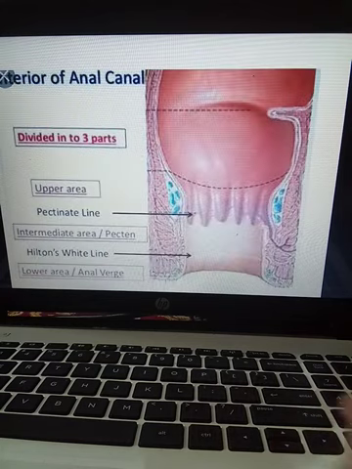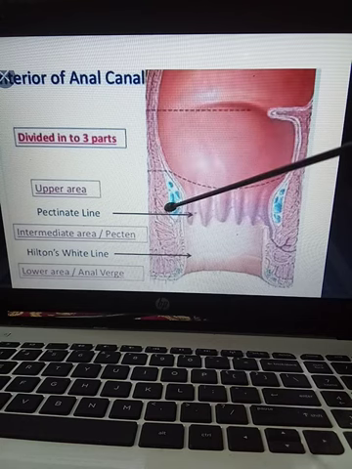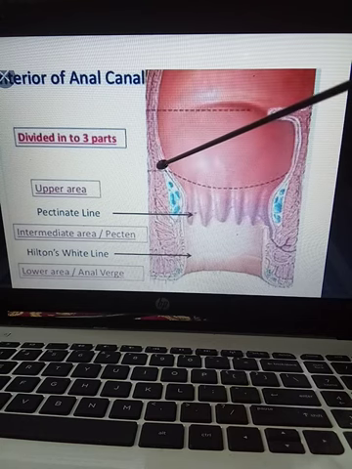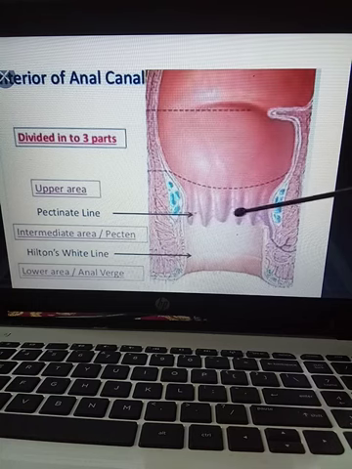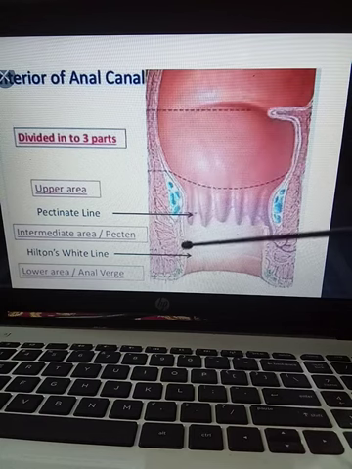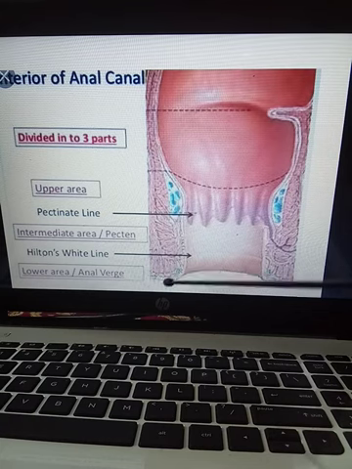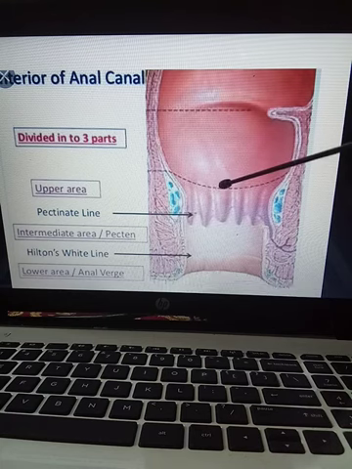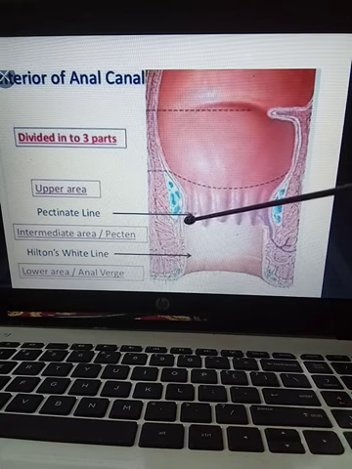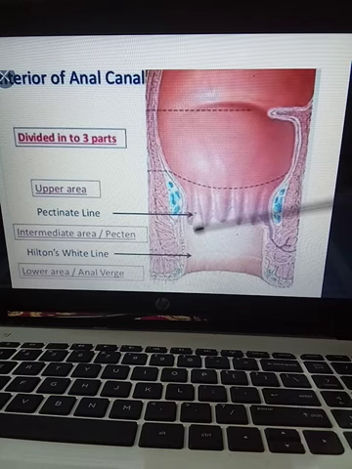Now the interior of the anal canal is divided into three parts. First of all, this is your anorectal junction. This is the upper part of the anal canal, this is the middle part, and this small area is the lower part of the anal canal. Upper part, middle part, and lower part. These three parts are separated by two lines. This is the pectinate line, and this is the white line of Hilton.